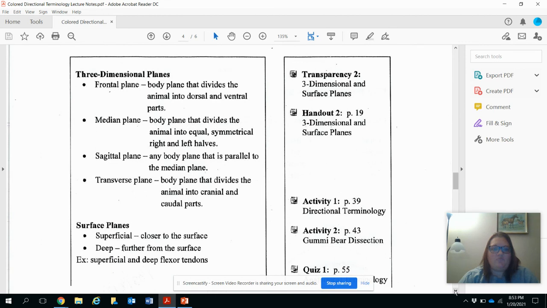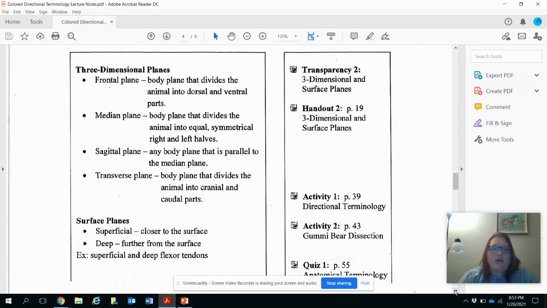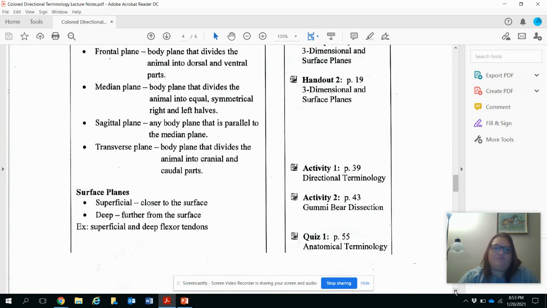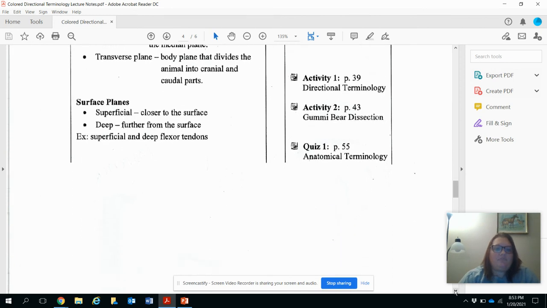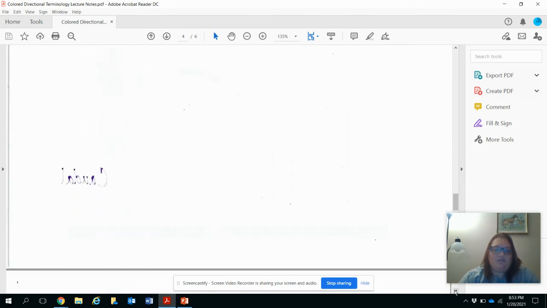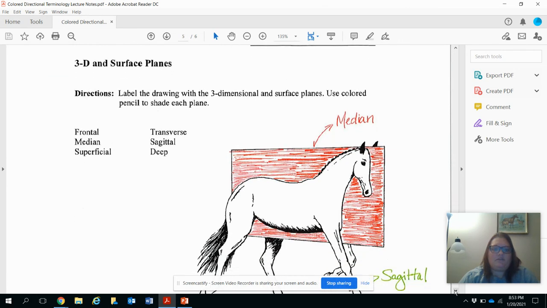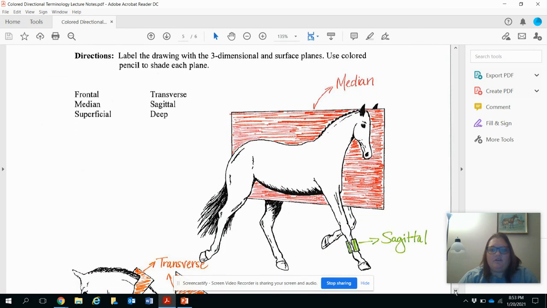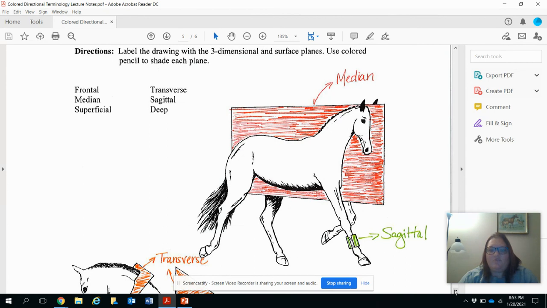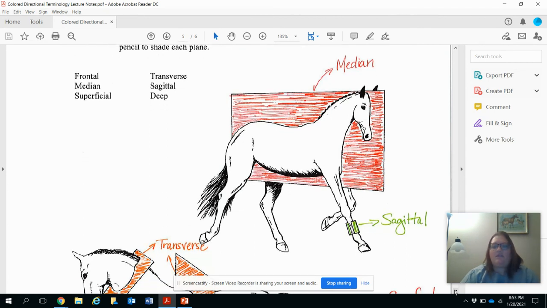All right, again, more terminology written out for you about the planes, the dissection planes. And then we have the planes. So the median plane here goes down the midline of the animal, dividing it into half. Then you have that sagittal plane that runs through the hoof of the animal, and then the chest and the belly area, and then back down that back leg as well.